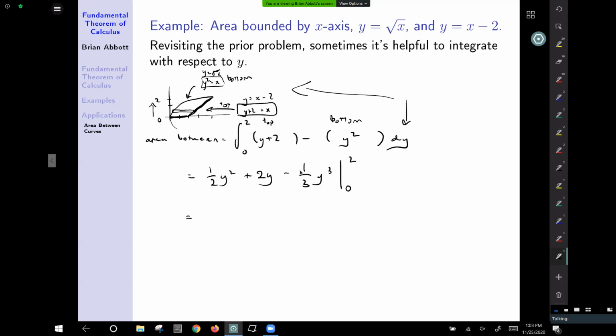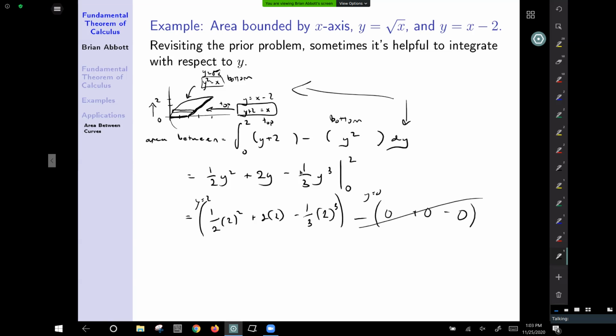This gives us, for y is equal to 2, 1/2 times 2 squared plus 2 times 2 minus 1/3 times 2 to the third power, minus the bottom guy, y equals 0. 0 plus 0 minus 0. Be careful when you're evaluating something for 0. It's not always that you're going to get 0 if it's like something to the 0th power or something. But in this case, it's just a polynomial plugging in a bunch of zeros for all the variables. It's going to just be 0.